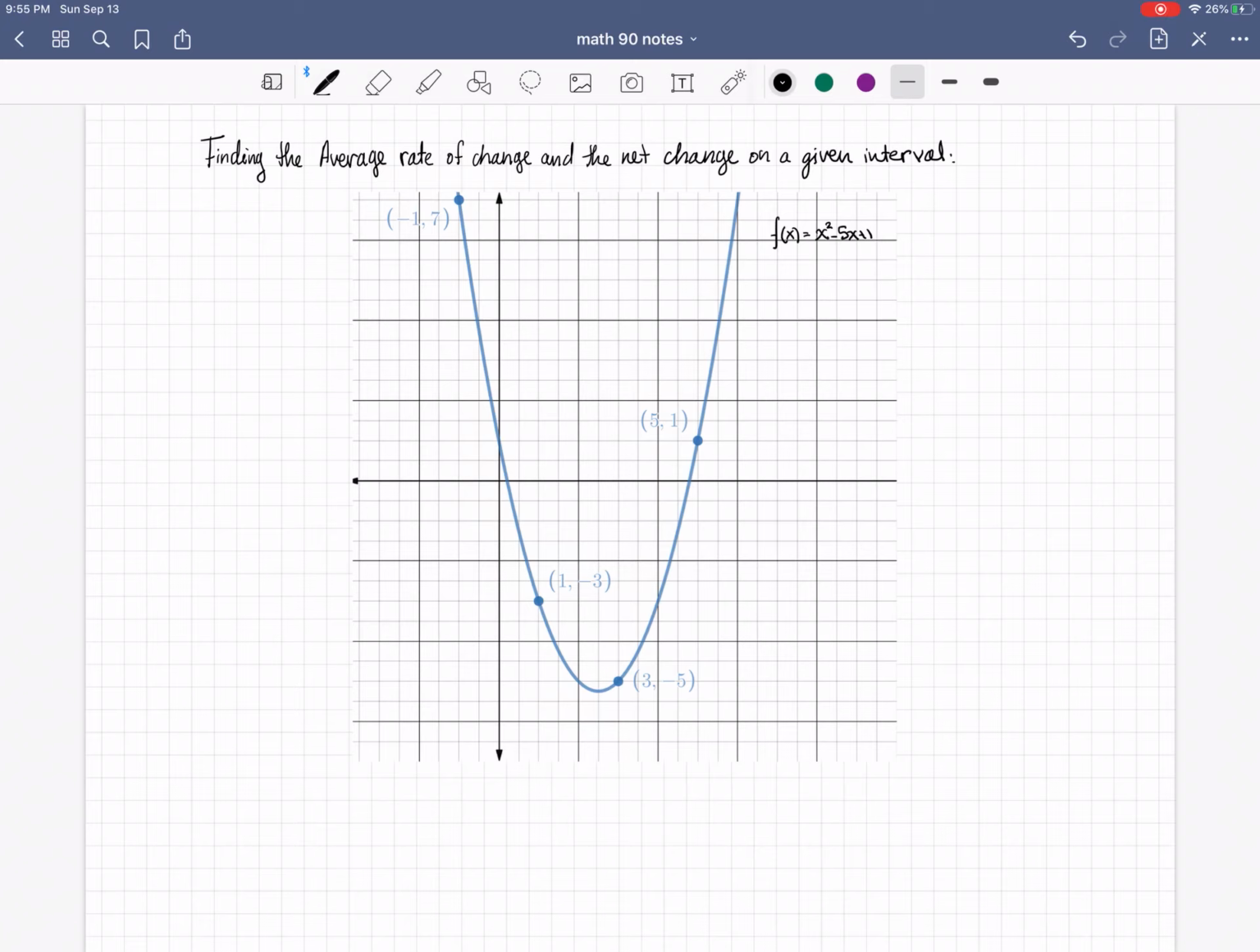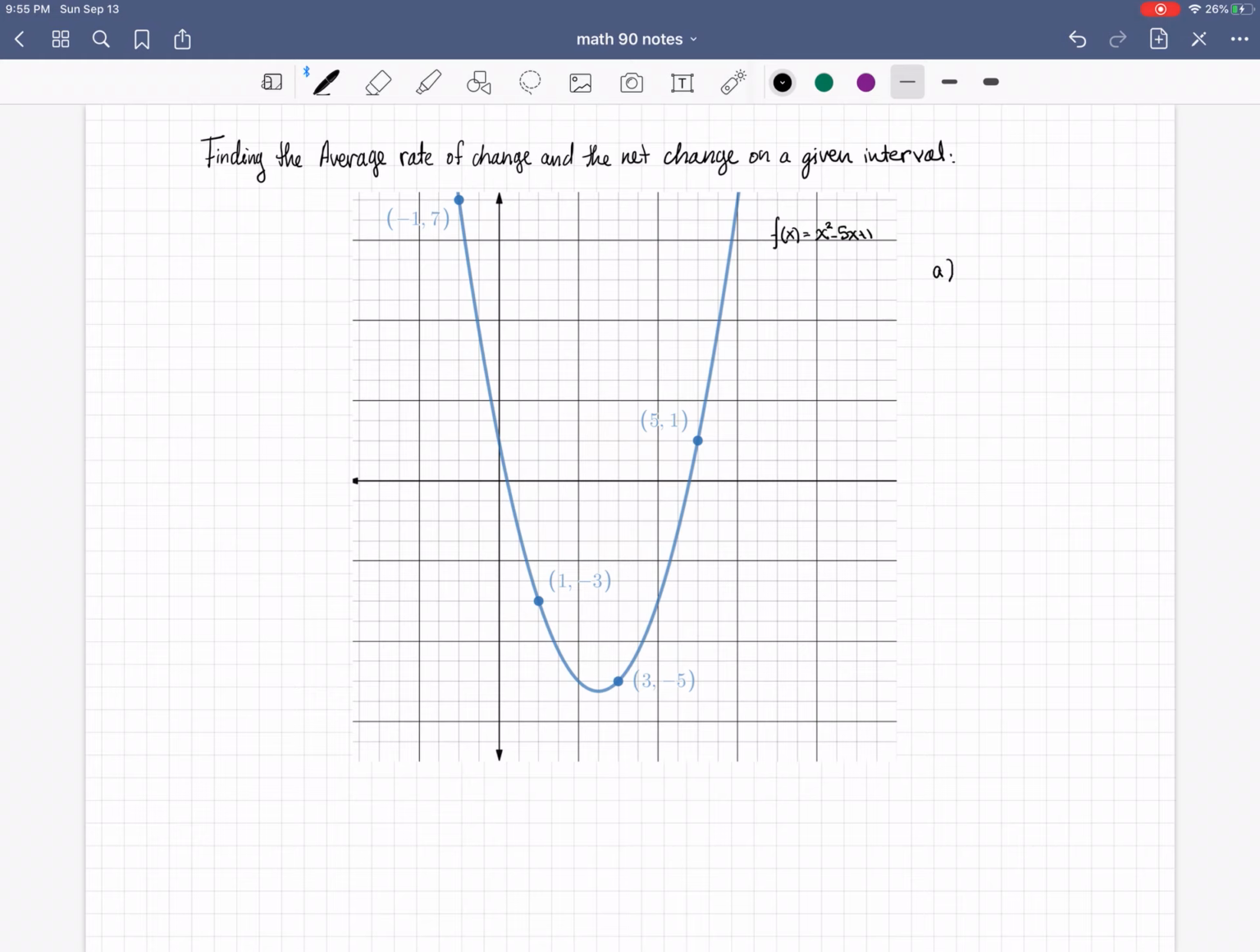In this example, we're looking at the function f of x equals x squared minus 5x plus 1. And I have actually graphed it in Desmos and then labeled a few points on it. So we are going to find the average and the net change on given intervals.